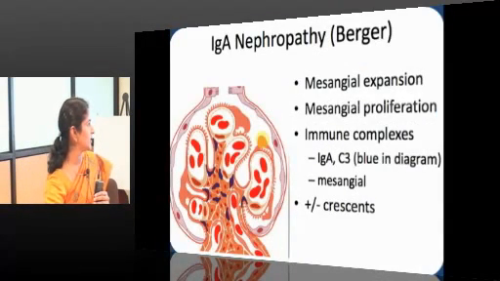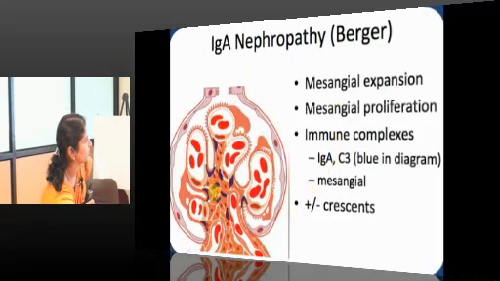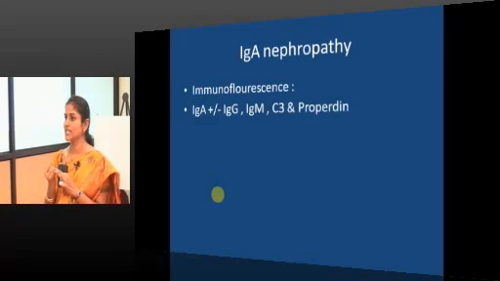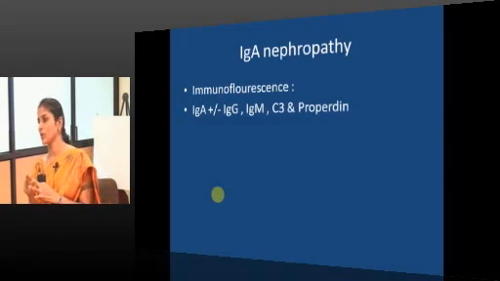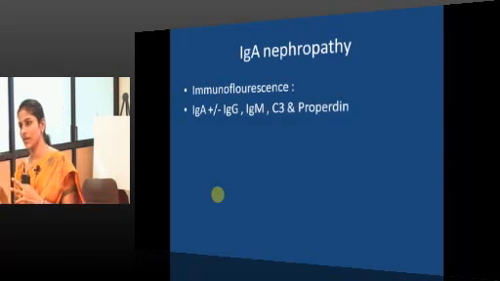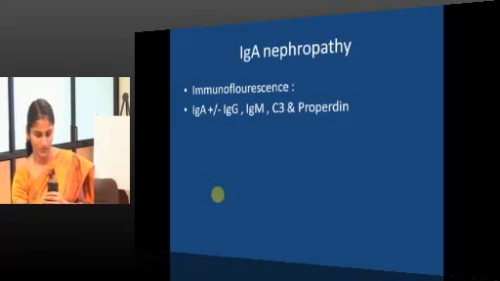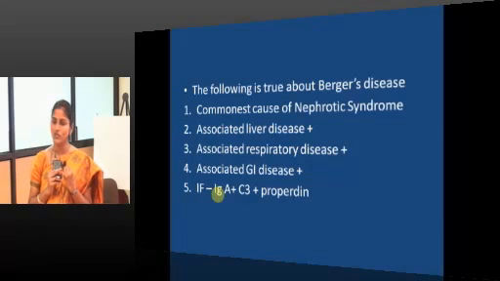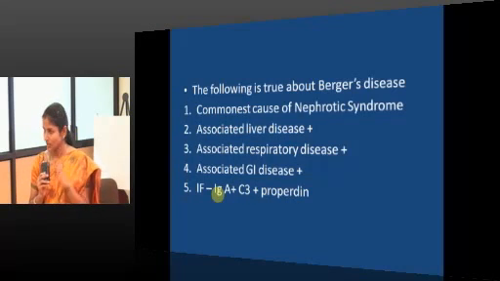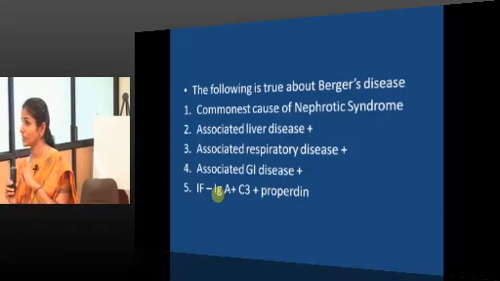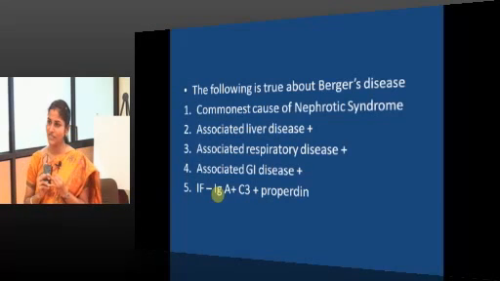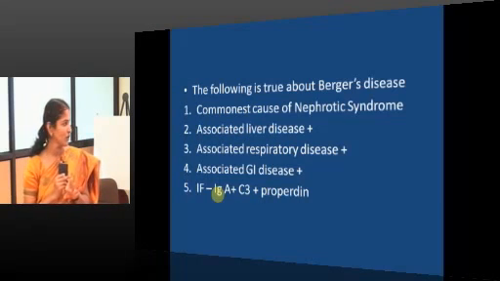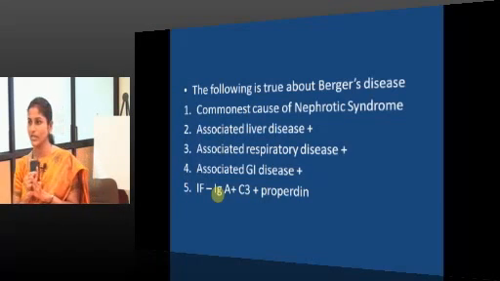In IgA nephropathy, you can see mesangial expansion and proliferation. Immunofluorescence often shows IgA, C3 and properdin. Along with this, you can find IgG and IgM also. So, true about Buerger's disease: is it the most common cause of nephrotic syndrome? No, actually it causes nephritic syndrome, not nephrotic syndrome. Associated liver disease? Yes. Respiratory disease? Yes. GI disease? Yes. Immunofluorescence shows IgA, C3, properdin? Yes.